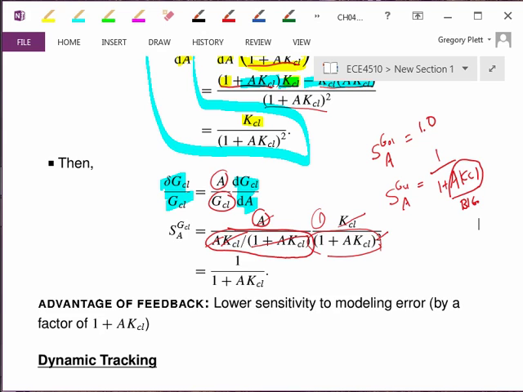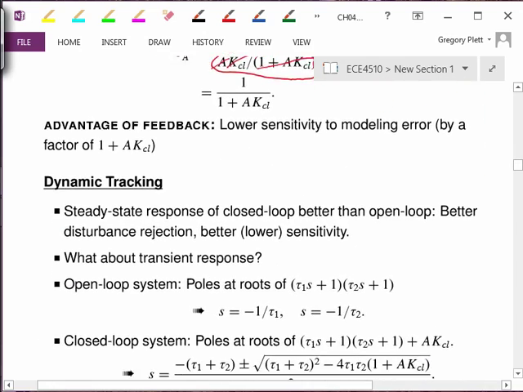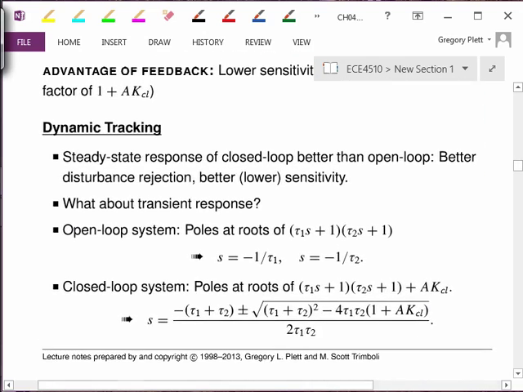The third thing that we look at is dynamic tracking. So we've looked at steady state errors. As time goes off to infinity, as time gets very big, we can have very, very good tracking with the feedback system and rejection of disturbances, and we can have low sensitivity and so forth. But what about the dynamics, the transient response, if you will, of the system?